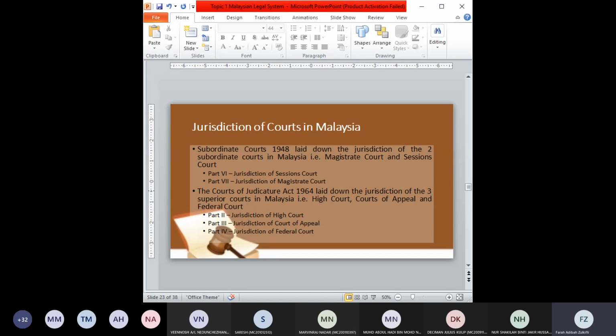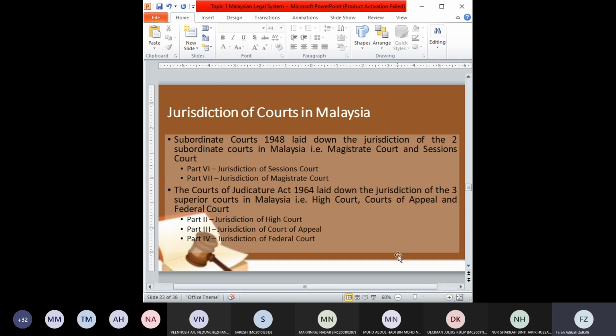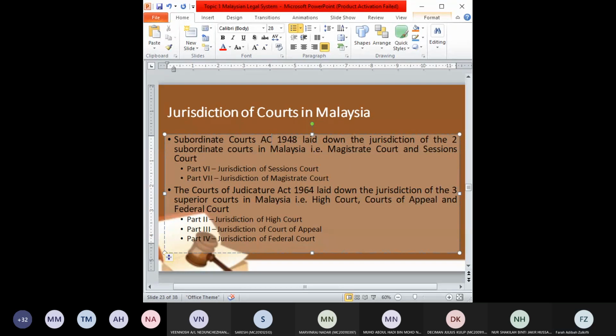Okay, so in Malaysia we have two different acts which talk about the jurisdiction of the different courts. The first one is the Subordinate Courts Act 1948. It lays down the jurisdiction of the two subordinate courts mentioned just now, the two Mahkamah Rendah, the Magistrate Court and the Sessions Court.